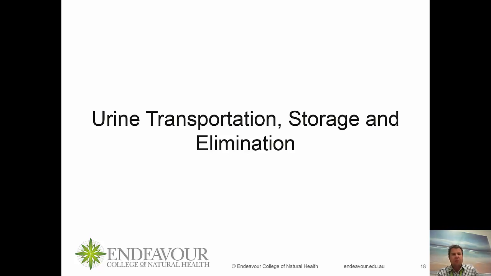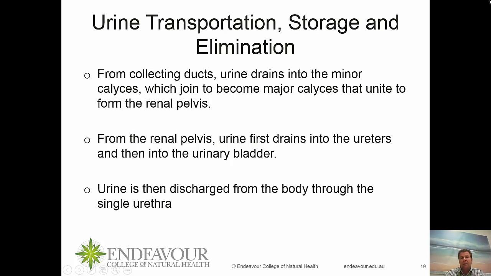Let's now just quickly talk about how we transport the urine that we've created in our kidneys, transport it down our ureters, store it in our bladder, and then urinate it out. So we're going to talk about how we urinate it towards the end. So urine transportation, storage and elimination.